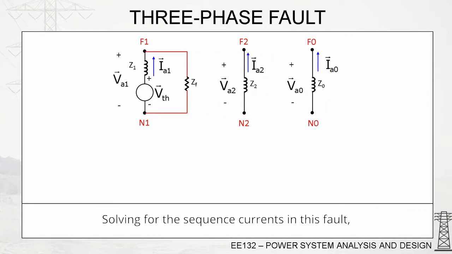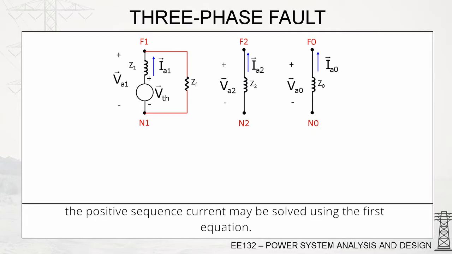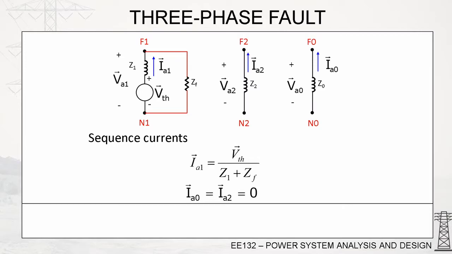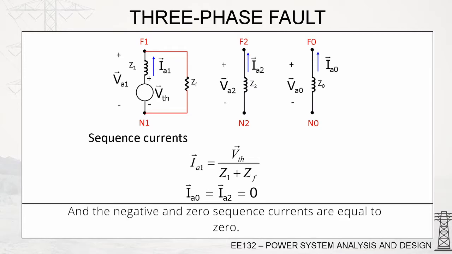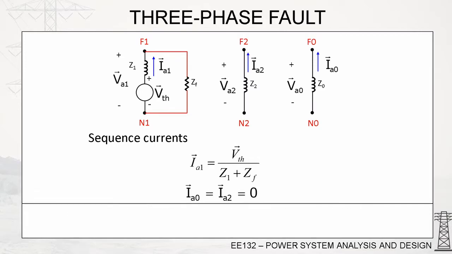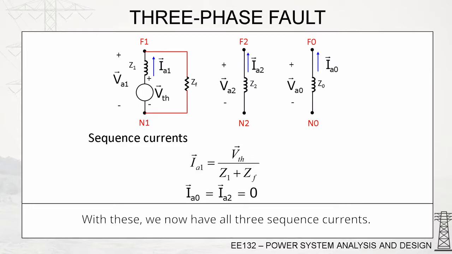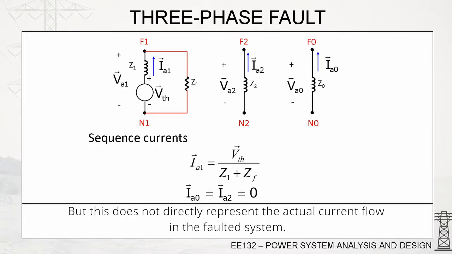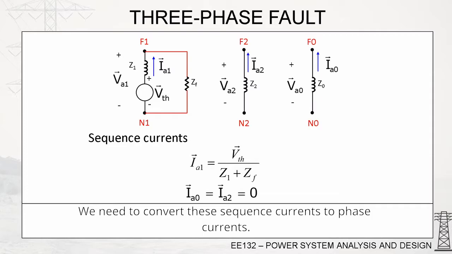Solving for the sequence currents in this fault, the positive sequence current may be solved using the first equation, and the negative and zero sequence currents are equal to 0. With this, we now have all three sequence currents, but this does not directly represent the actual current flow in the faulted system. We need to convert these sequence currents to phase currents.